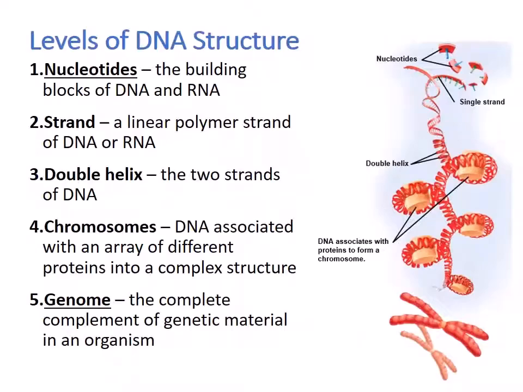If we talk about the levels of DNA structure, we've talked about this somewhat before already. Nucleotides, remember, are the building blocks of DNA or RNA, and then you've got a strand, which is those nucleotides hooked together. DNA can form a double helix where two strands are connected to each other and twist in a spirally helical shape. Then a chromosome is the DNA and the proteins that help wind it up, and the genome is your complete set of genetic material. So all of your genes make up your genome.